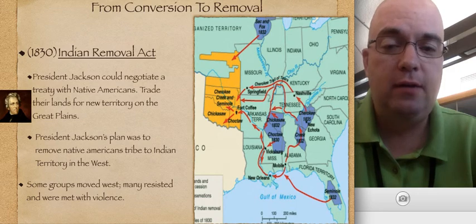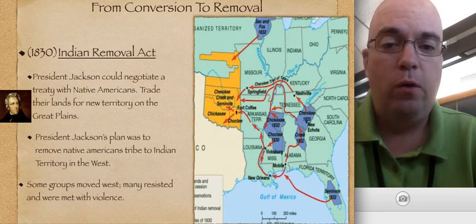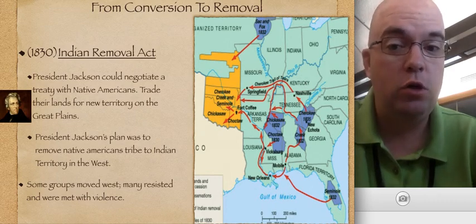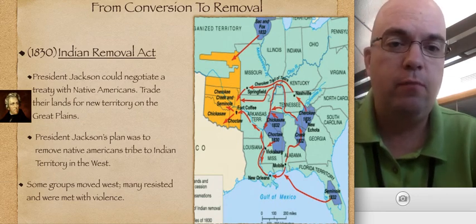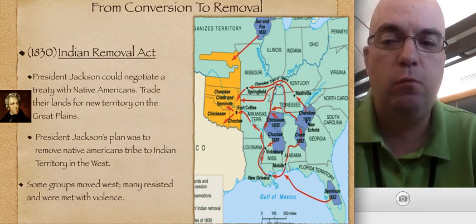Already by the early 1800s, there was a desire to take that land, especially in the American South, where there was a need for more land for cotton growing, as well as some gold discovered in some of the mountain ranges in North Georgia. And so some of these groups are going to resist, and it's going to be met with pretty extreme violence. Some will go willingly, but the vast majority of them are going to resist moving west.